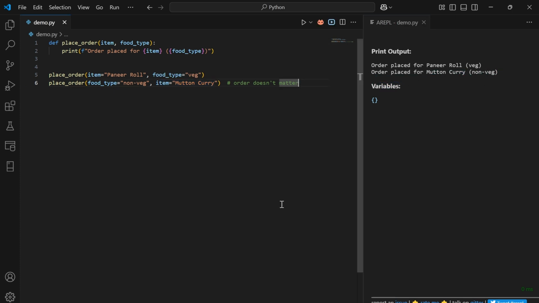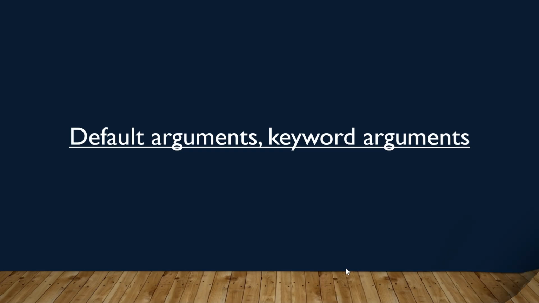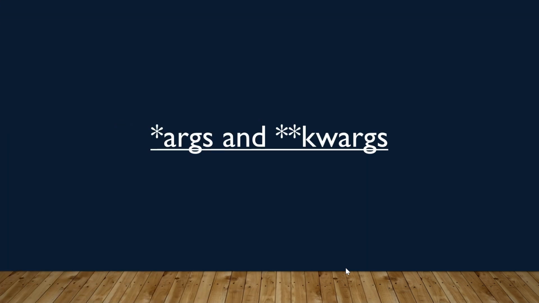Keyword arguments have two important advantages. One is while using keyword arguments, order doesn't matter, and the other one is it is very useful when functions have too many parameters. Next, let's discuss star args and star star kwargs with an example.